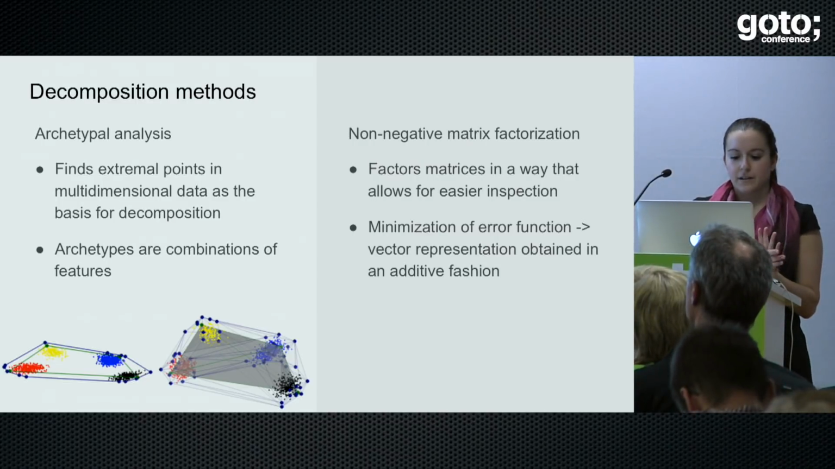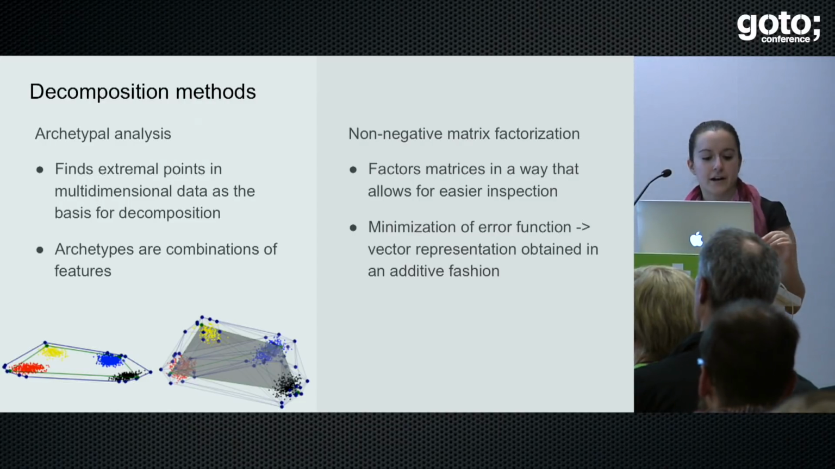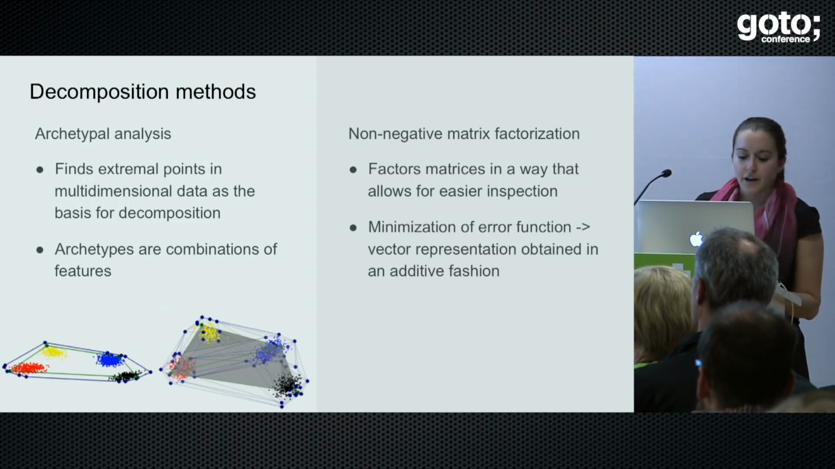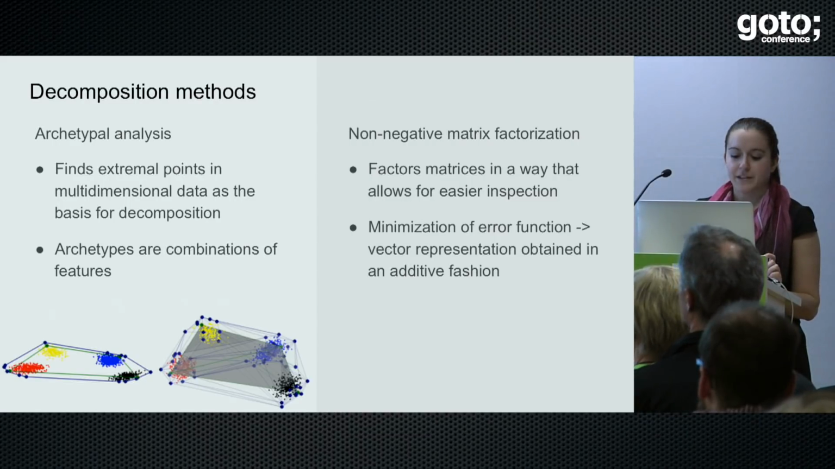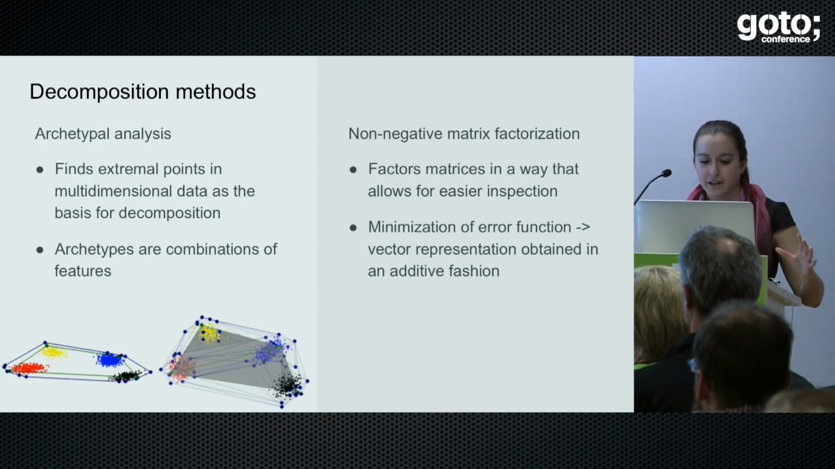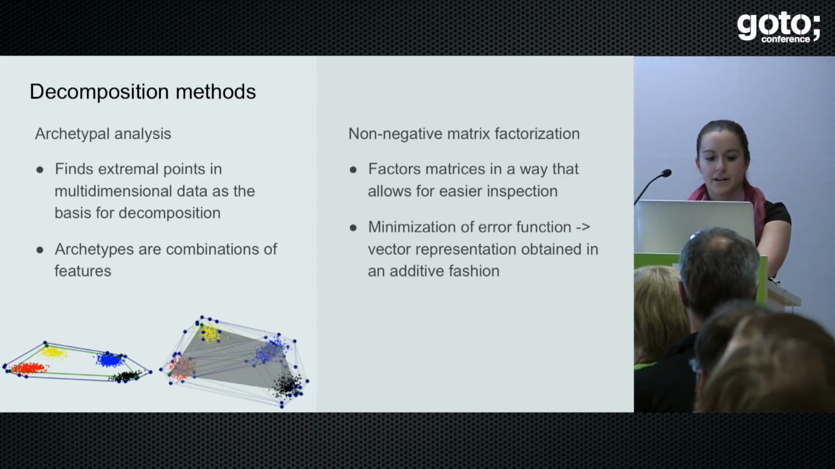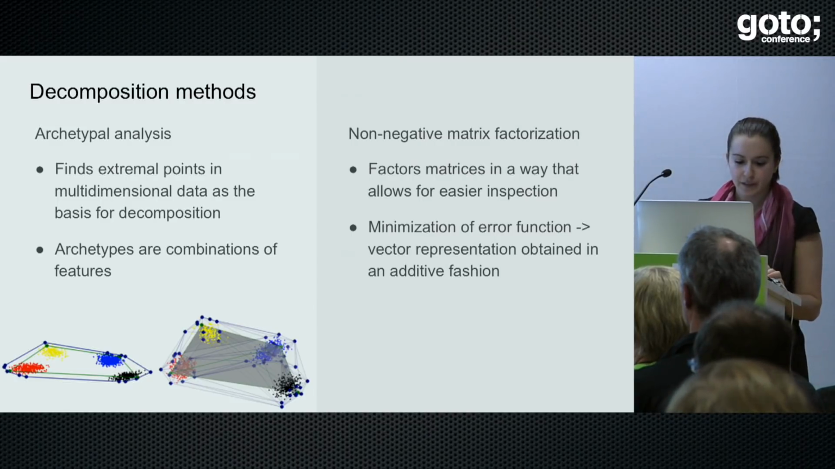Rather than finding cluster centers, it finds extremal points in the data to designate as archetypes. So archetypes, therefore, are a convex combination of identified features, and archetypal analysis favors features that represent corners, if you will, in the data. So not necessarily just single feature points, but rather corners and intersections of these features that are extremely distant from each other.